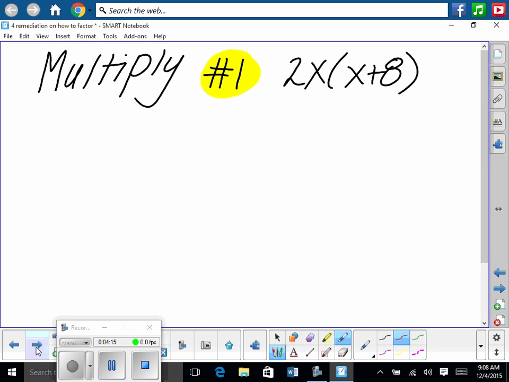So let's multiply this out. 2x times x, I know you know how to do this, that's 2x squared, right everybody? 2x times positive 8 is plus 16x. We all can do that, right? Yeah, obviously. Now I'm going to have us push pause so we can see something.